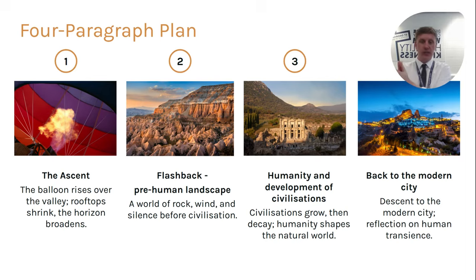So, starting with the ascent, the balloon rising over the valley, rooftops shrinking, the horizon broadening out. Flashback, pre-human landscape, world of rock and wind and so on, although I think I'm going to add, for interest and some sensory description, the sound of some animals and so on. Then humanity and the rise and fall of cities and civilizations. And then we go back to the modern city and that reflection on human transience. So that is my 4-paragraph plan. Okay. And that is a really manageable plan within the restrictions and limitations of the exam.